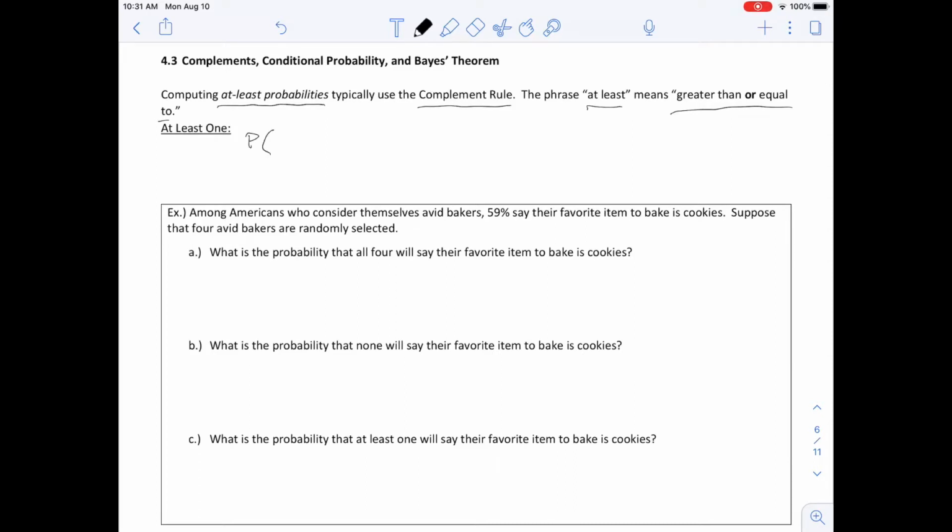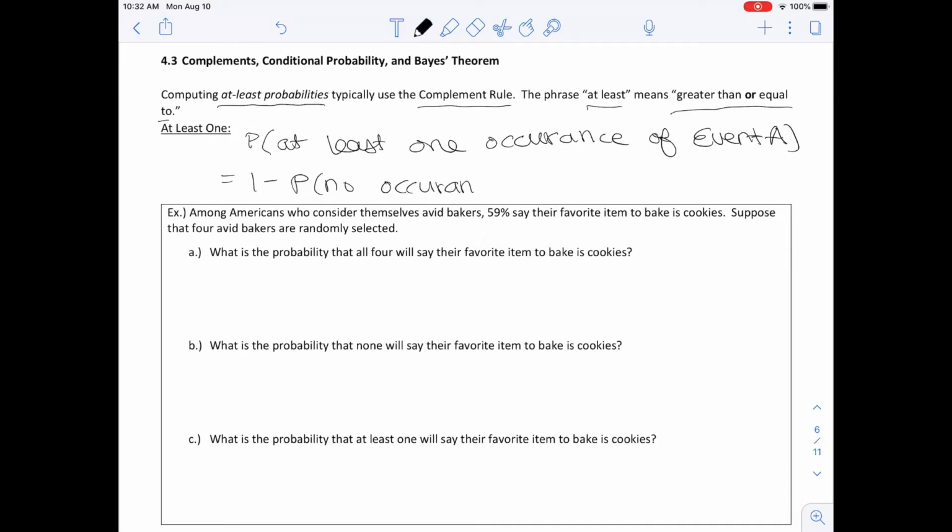And so the probability of at least one occurrence of event A, using that complement rule, is going to be equal to 1 minus the probability of no occurrences of event A.